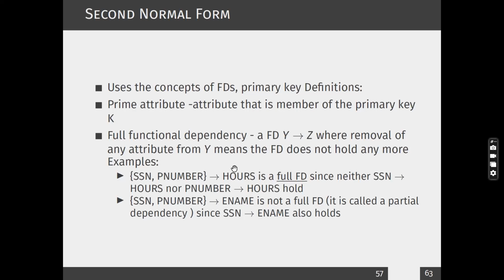So, for example, if you use social security number and project number, using these two, you can determine number of hours, which is fully functionally dependent. But if you use something like the social security number and project number to determine employee name, this is not fully functionally dependent, because even if you remove project number, you can still determine employee name.